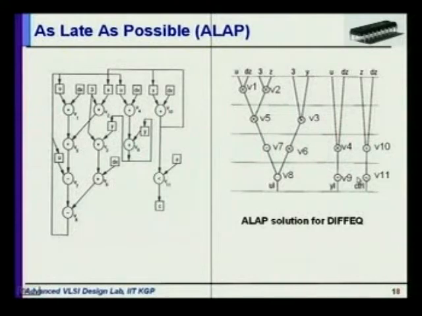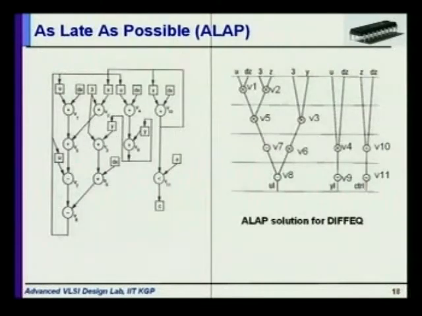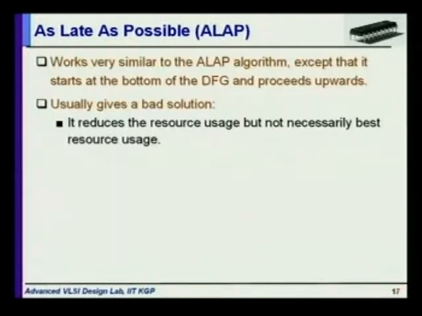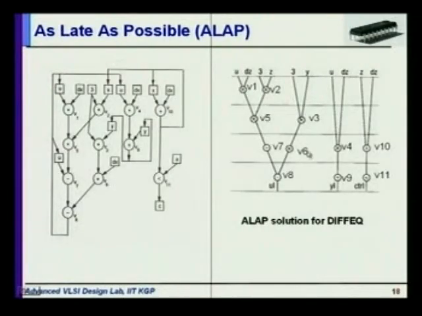What are the advantages and disadvantages of this strategy? You understand the strategy, I think. It reduces resource usage compared to the as soon as possible strategy, but it does not necessarily give the best resource usage. For example, in the ASAP solution it takes 4 multipliers. If you go for this schedule, you have to use 4 multipliers in your design. Here you can use only 2 multipliers in each step, so 2 multipliers are enough for your design, but it's not the best resource usage solution.